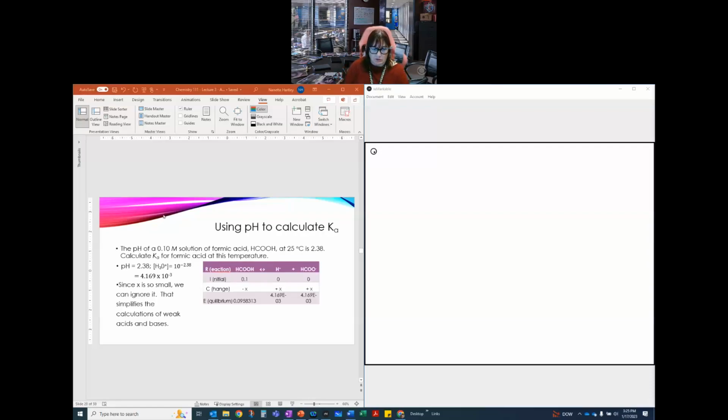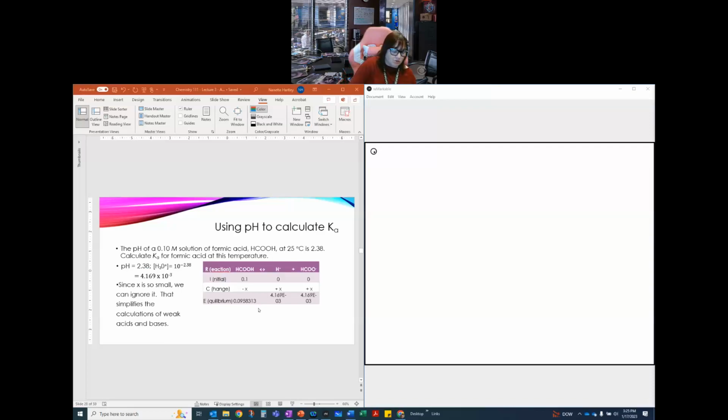So if I have a RICE table, and I know that the pH of a 0.1 molar solution of formic acid, HCOOH, at 25 degrees is 2.38, I'm going to calculate Ka for formic acid at this temperature. So I know what the pH is. If I take 10 to the negative pH, that gives me the H3O plus concentration. If I know what the H3O plus concentration is, I can plug that in at equilibrium for this H plus. That's also the HCOO minus, right? And I can do the 0.1 minus that if I really wanted to, and then calculate what that K would be.